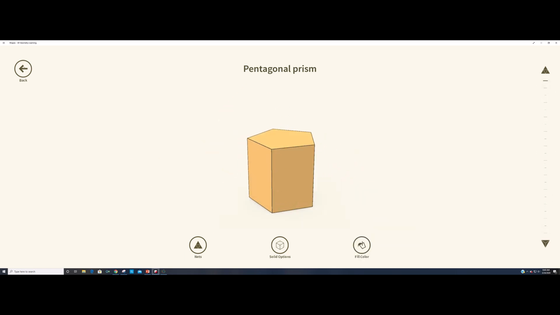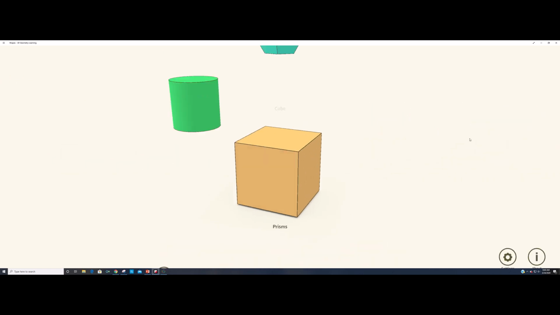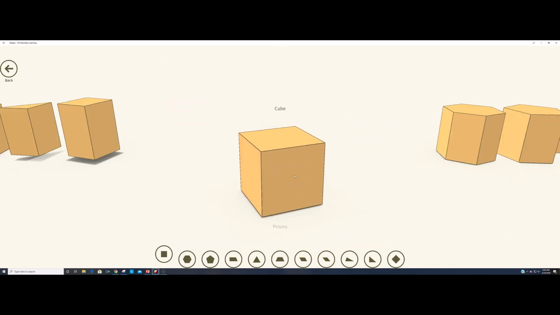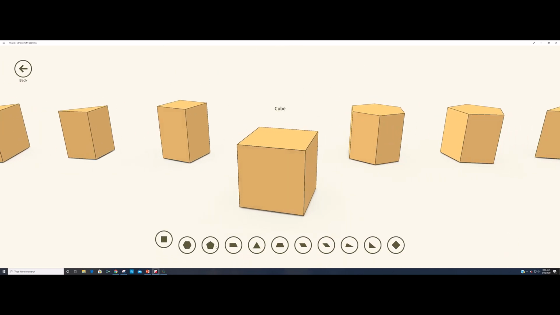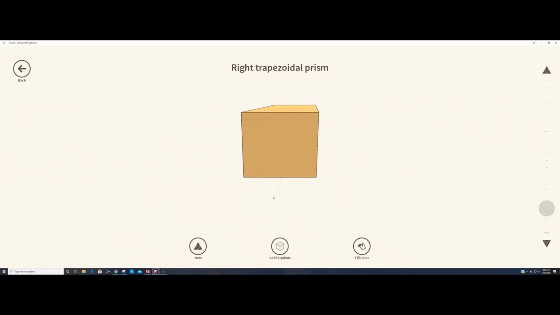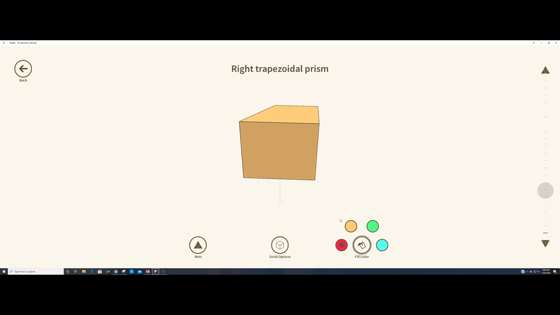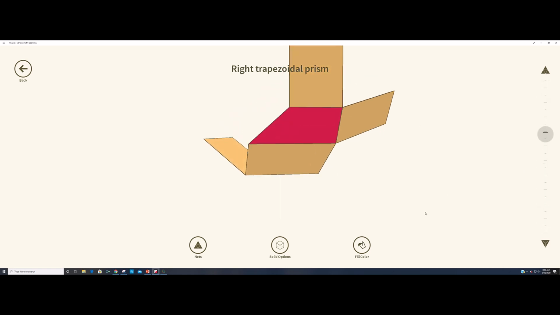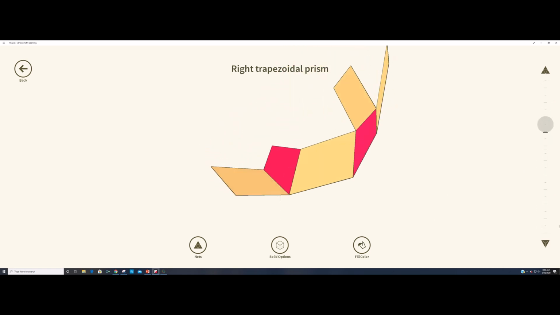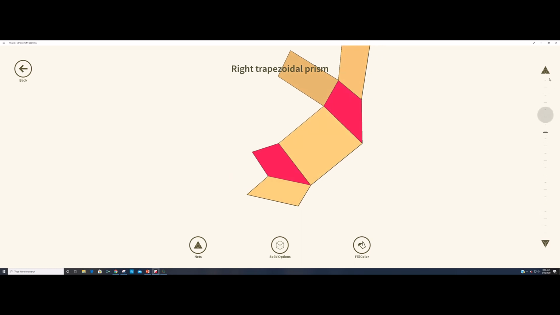What else have we got back here? Let's find another one. Here we go. Oh, this is a fun one. Let's go to this trapezoidal prism. Notice the top base is a trapezoid. The bottom base is a trapezoid. And if I were to open this up so you could see it, all those other sides are going to be rectangles.